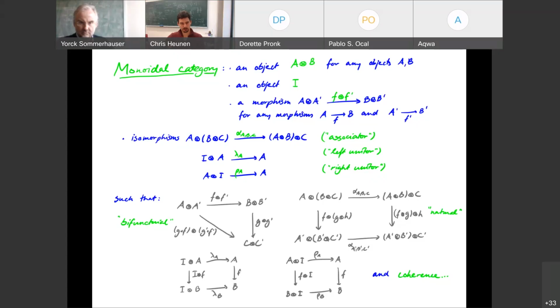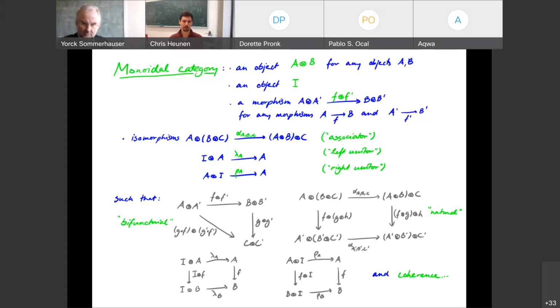The last piece of data says something about what happens if I have 3 objects that I put together. Again, in some sort of associative way, I'll first put A and B together and then tensor C on, or I could put B and C together and then tensor A on. I want those things to be the same, but now I'm not going to ask that they're strictly equal, that they're literally the same object. I'm going to ask that there's a canonical isomorphism between them. That means a morphism that has an inverse such that if I compose, I get the identity on both sides. And we'll call that the associator.